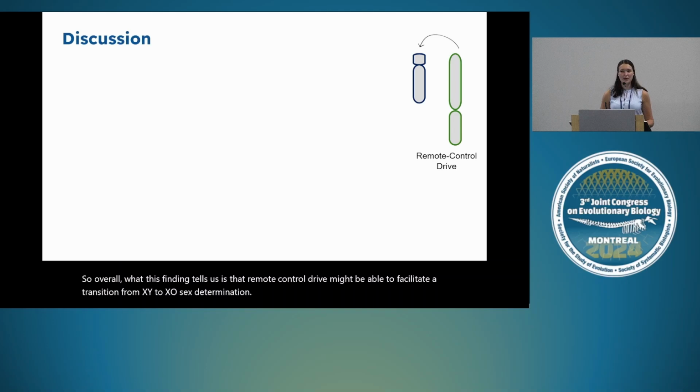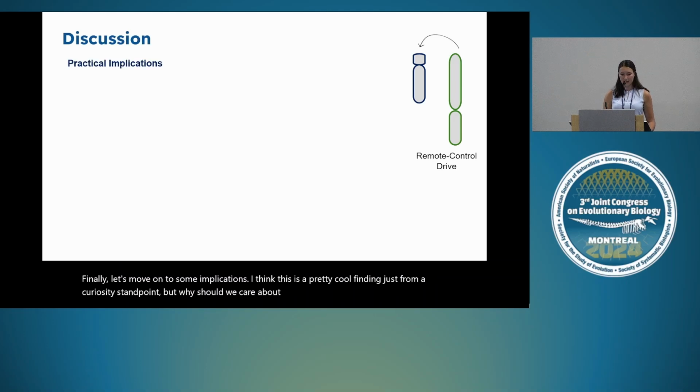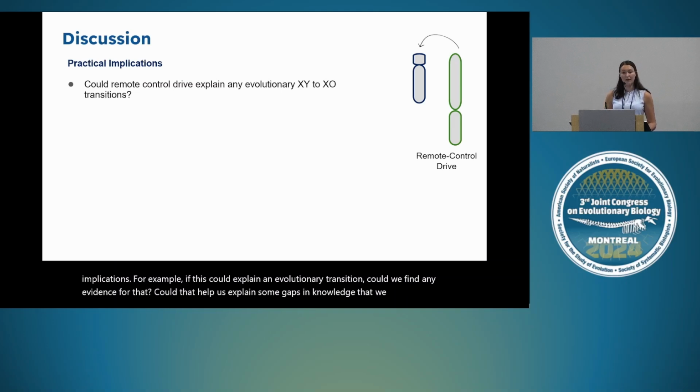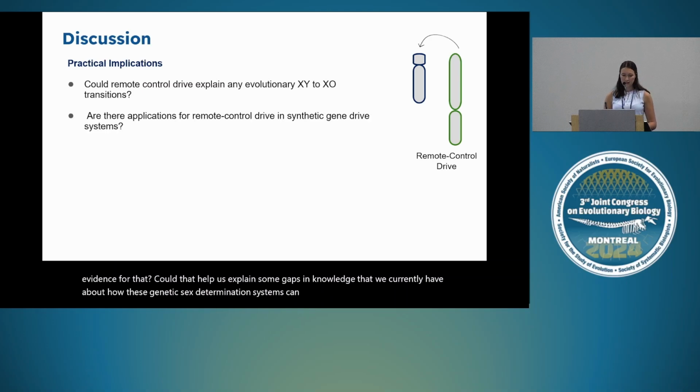Finally, let's move on to some implications. I think this is a pretty cool finding just from a curiosity standpoint, but why should we care about this? First, there are some practical implications. For example, if this could explain an evolutionary transition, could we find any evidence for that? Could that help us explain some gaps in knowledge that we currently have about how these genetic sex determination systems can switch?